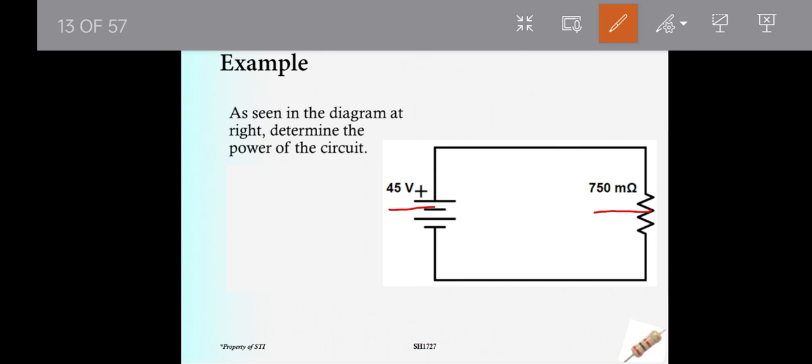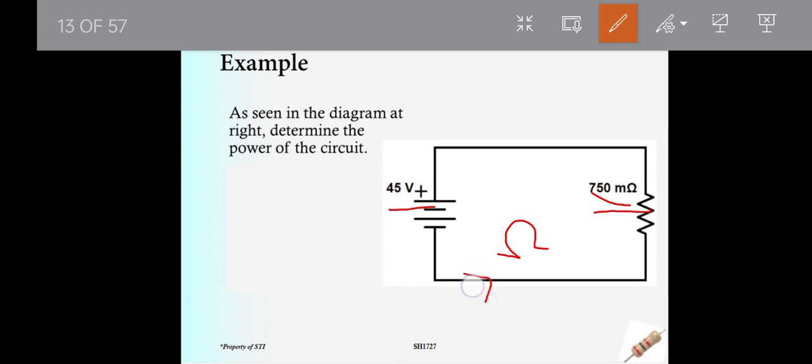So, take note, ang resistor natin or resistance natin, meron siyang unit na ohms lang. And sa ating given, meron tayong milliohms. So, we need to convert that, no, into ohms. So, how can we do that?